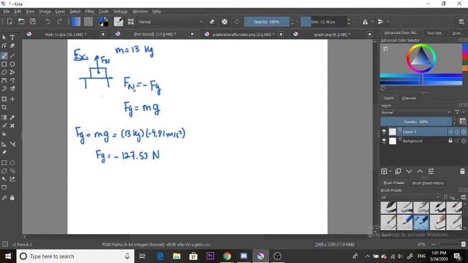We need to find our normal force, which is the negative of our gravitational force. So, negative times negative 127.53 newtons. This will become simply positive 127.53 newtons. And it's as simple as that.